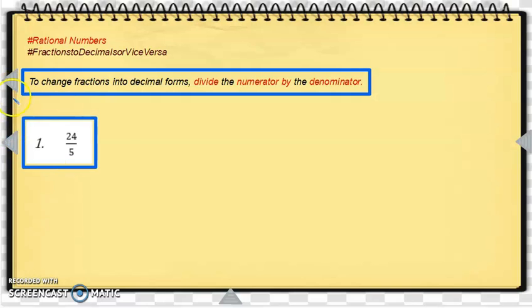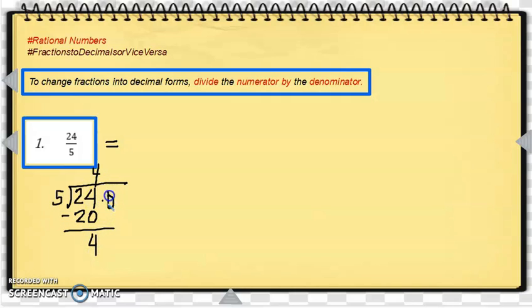We are to convert 24/5 into a decimal. So we just put the equal sign first there, and then as the process says, we are going to divide the numerator by the denominator. So 24 to be divided by 5. How many 5s are there in 24? We have 4 5s. Therefore, we write 4 there on top, and then 4 times 5 is 20. We subtract, and the difference will be 4.